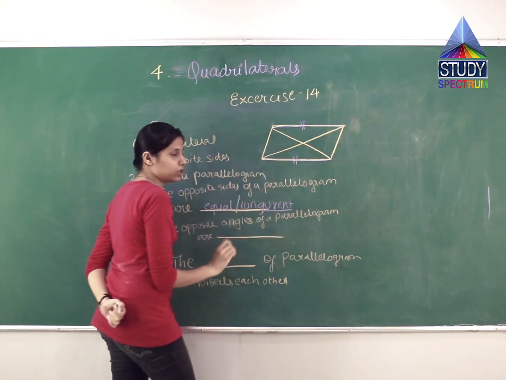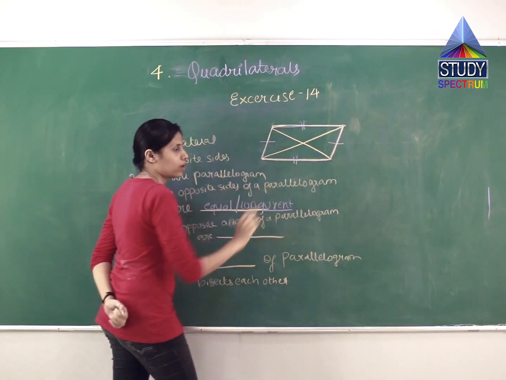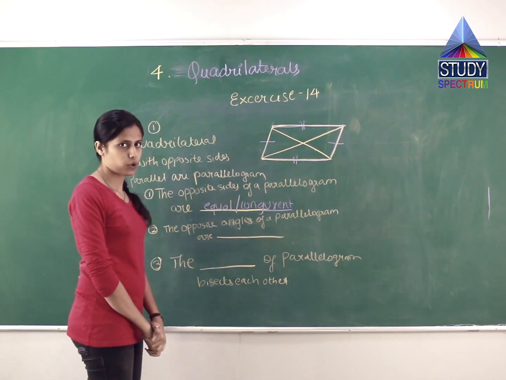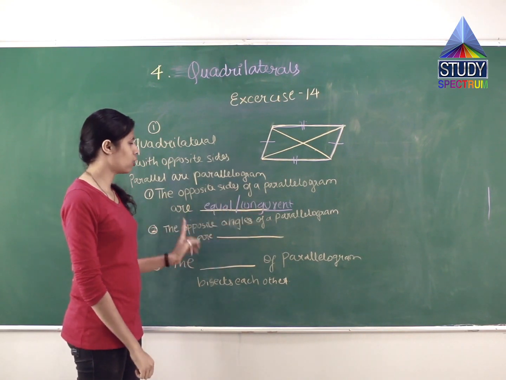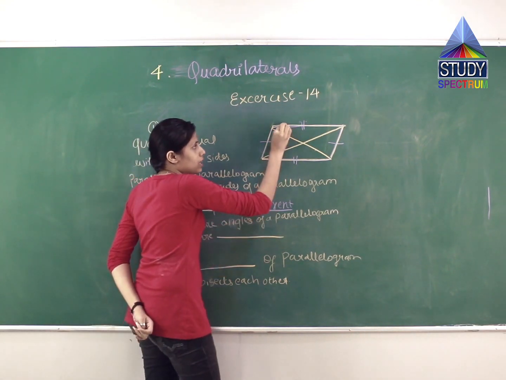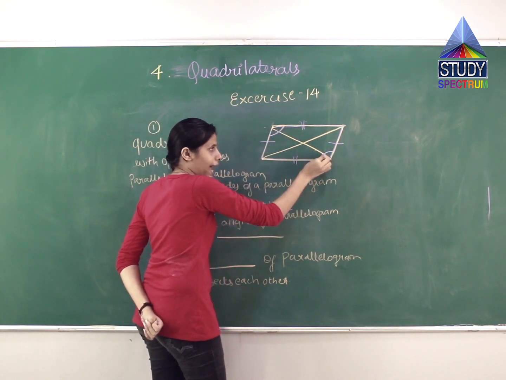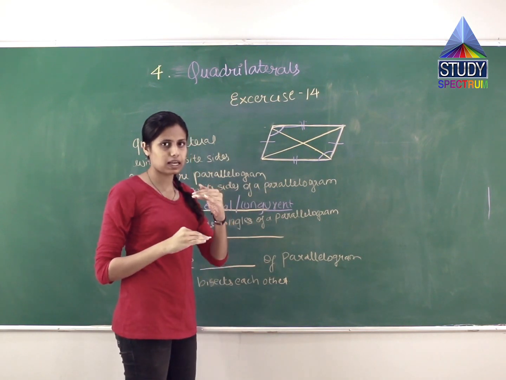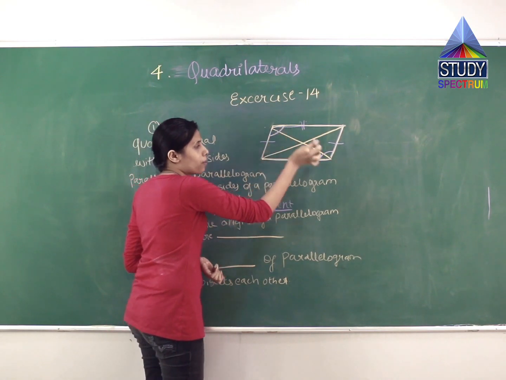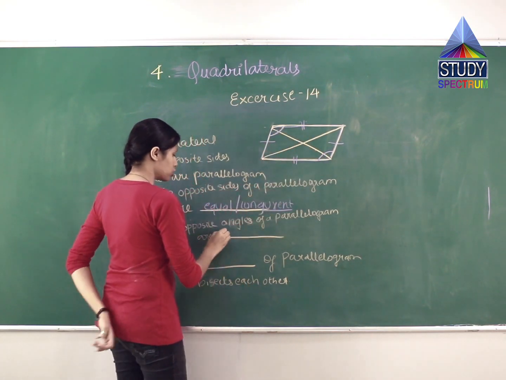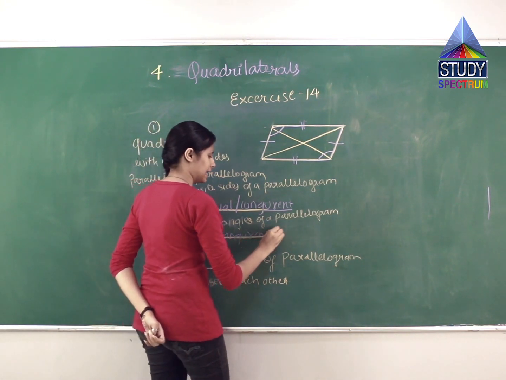This side is equal to this side, and this side, which is parallel to the other, is equal in length, also called congruent sides. The second question: the opposite angles of the parallelogram are dash. As I have already told, this is one angle and the opposite angle of this is this. Since opposite sides are equal, ultimately the opposite angles will also be equal. So the opposite angles of the parallelogram are also congruent or equal.